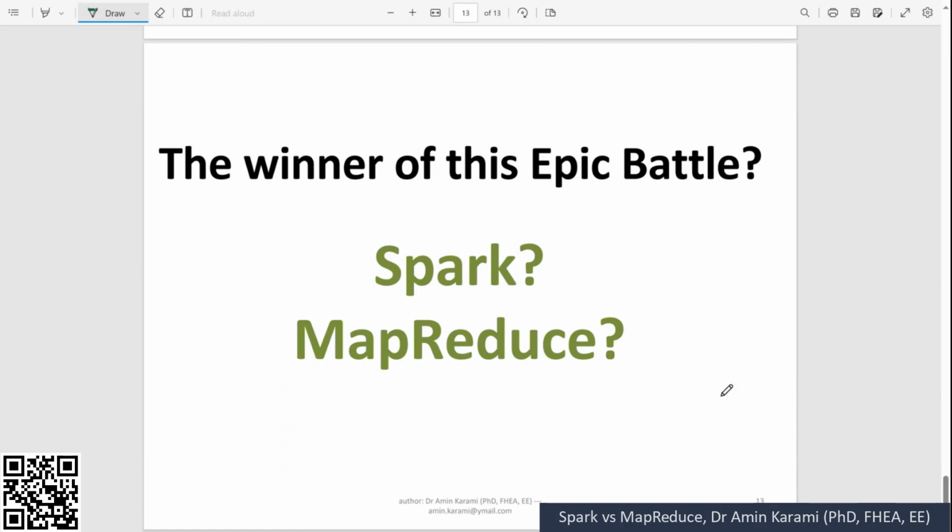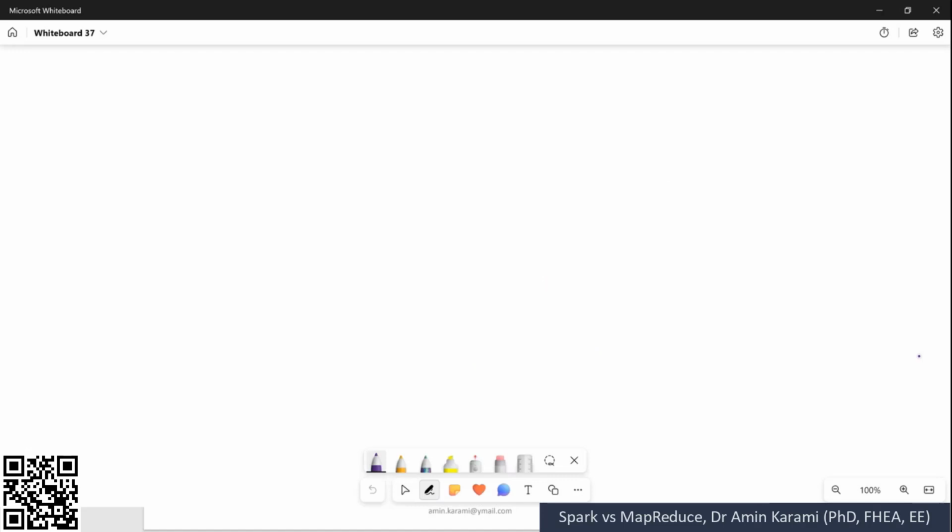But still the question here is, who is the winner of this epic battle, Spark or MapReduce? After this presentation, what do you think? Which one is the winner? How do we have to go ahead and which one is the right choice? All right, let's discuss the performance metrics that we have to consider to finally go ahead with MapReduce or with Spark.